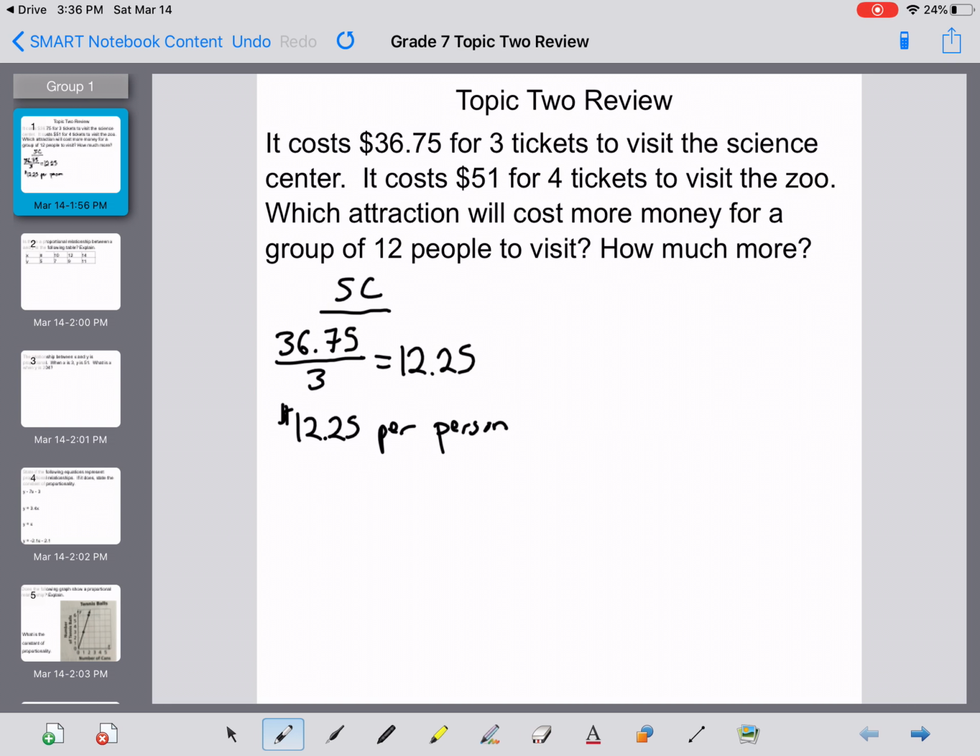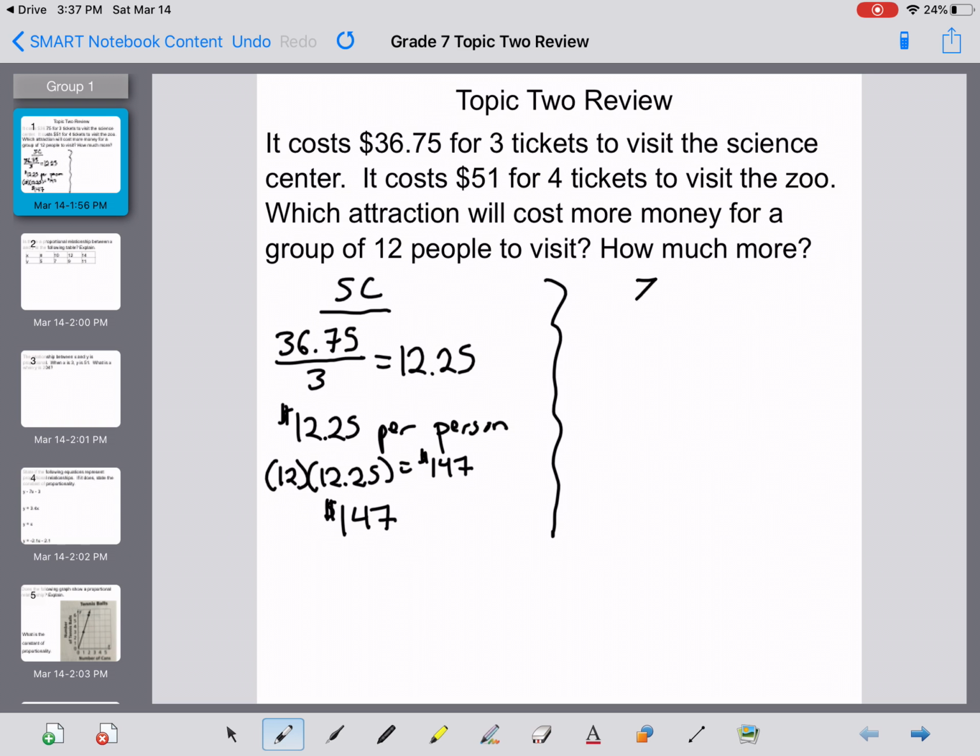person. So if I need 12 tickets, I would do my 12 people times the $12.25. $12.25 times 12 is equal to 147. So for 12 people, the Science Center costs $147.